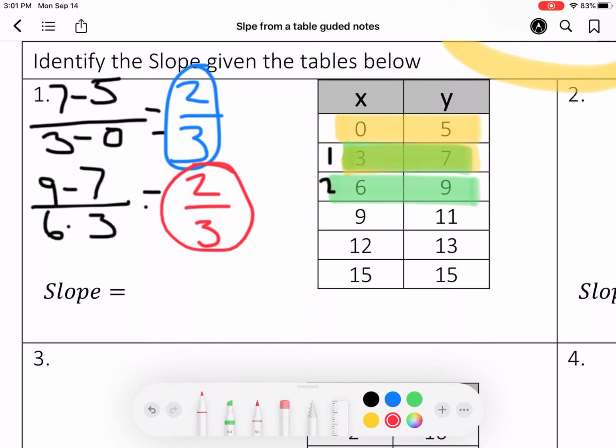Now, I can go down and check each pair, but if I get 1 or 2 and they wind up being the same, I feel fairly confident that the rest of it is the same. So the slope of this table is 2 over 3, which means I would go up 2 and over 3. Just so you're aware, it is a positive number, so this is going to have a positive slope. Okay, so let's look at another example.